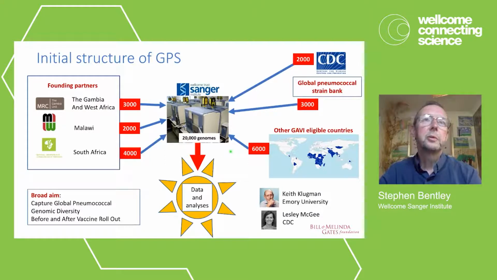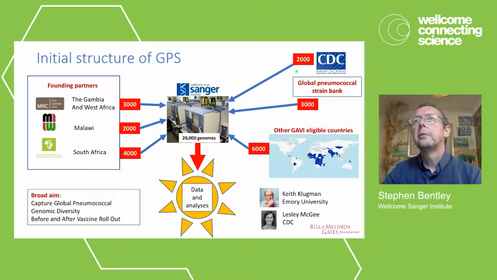Samples, to ensure that we would have access to good quality samples, initially we engaged with these three groups, these founding partners based in the Gambia, Malawi and South Africa. And these were groups who were very experienced in working with the pneumococcus and well-resourced to be able to isolate the samples that would be necessary.